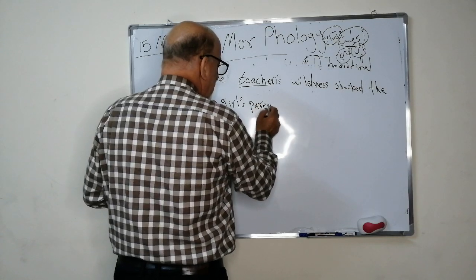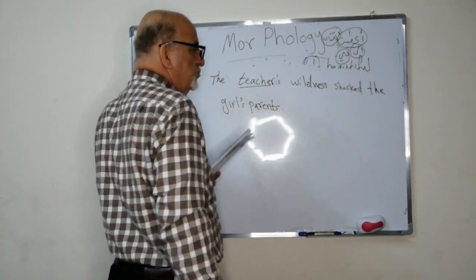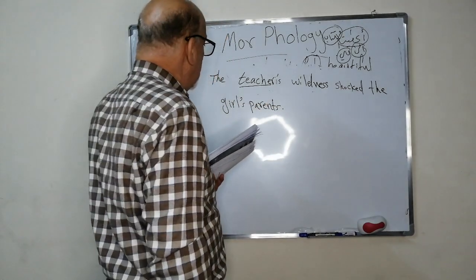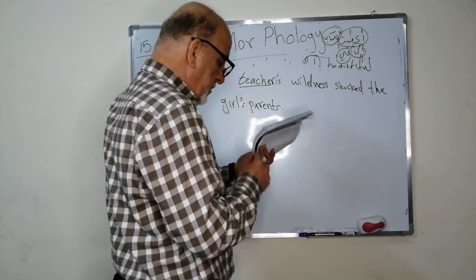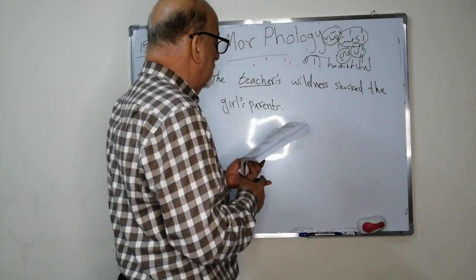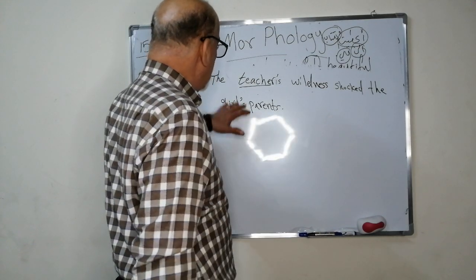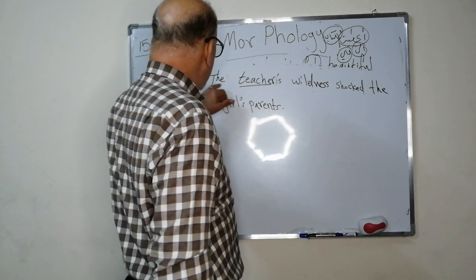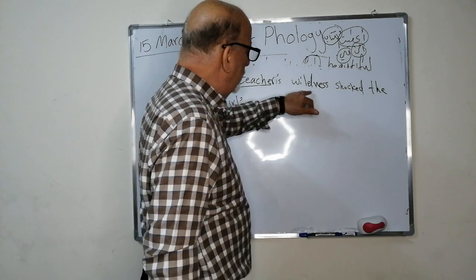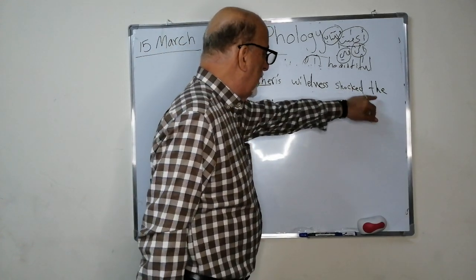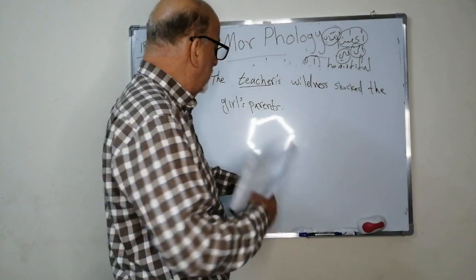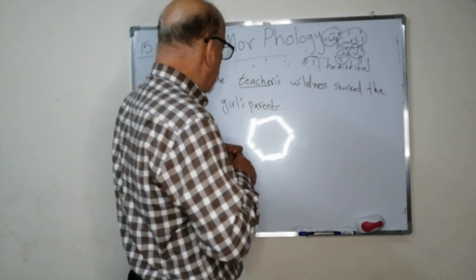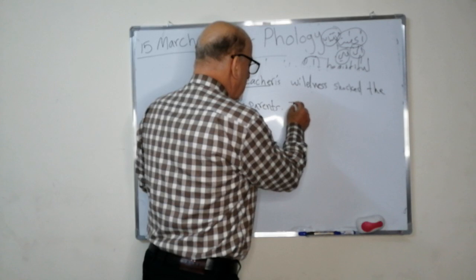Parents. This is the sentence. Now, these words. How many words? 1, 2, 3, 4, 5, 6, 7 words. This sentence has 7 words.